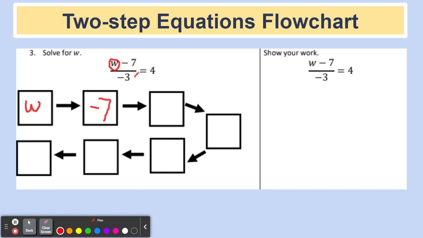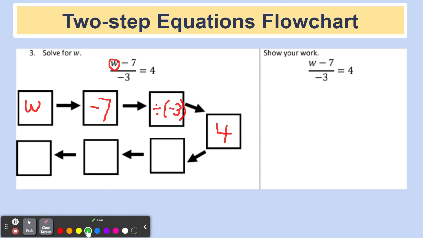Now we need to identify the second thing that's happening to W, which is that it's being divided by negative 3. So I'm going to put a division symbol, and then I'm going to write negative 3 in parentheses, just so I don't forget about that negative there, and so I don't confuse this divide negative 3 with a minus 3. And then all of that is supposed to equal positive 4.